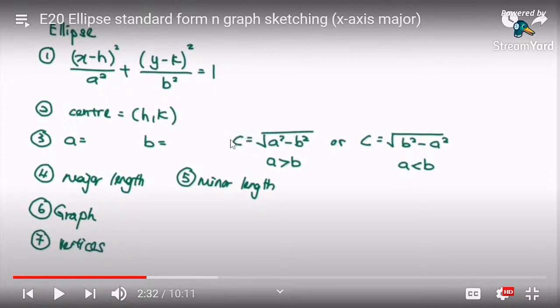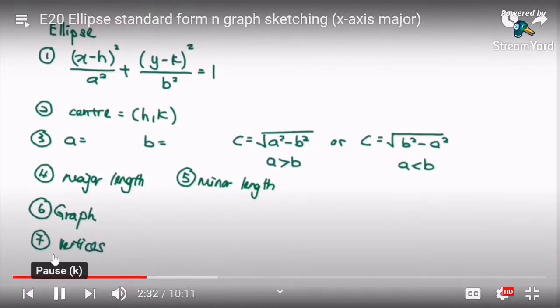Then, in order to find c, later on c ini kita akan guna untuk cari value for foci. Slowly. Okay, slowly. Intro. So, if the value a is greater than b, then we are using this formula, where a squared minus b squared. If the value b is greater than a, then we are using b squared minus a squared. So, it depends on the situation. Then we will have major length, minor length, graph, and vertices. So this is just an intro.